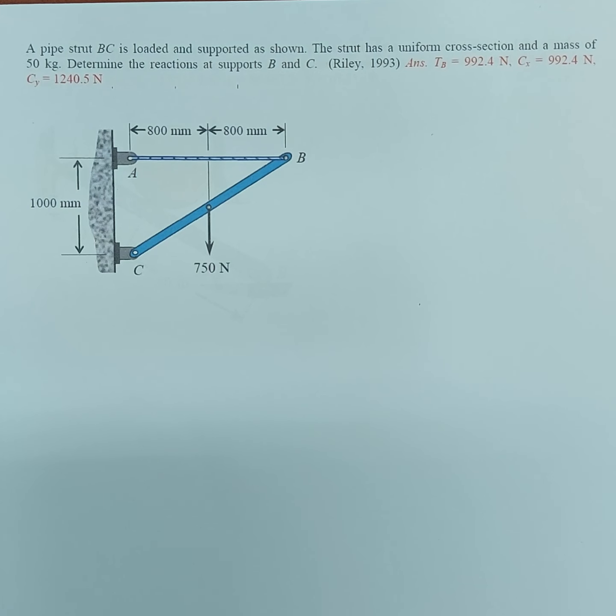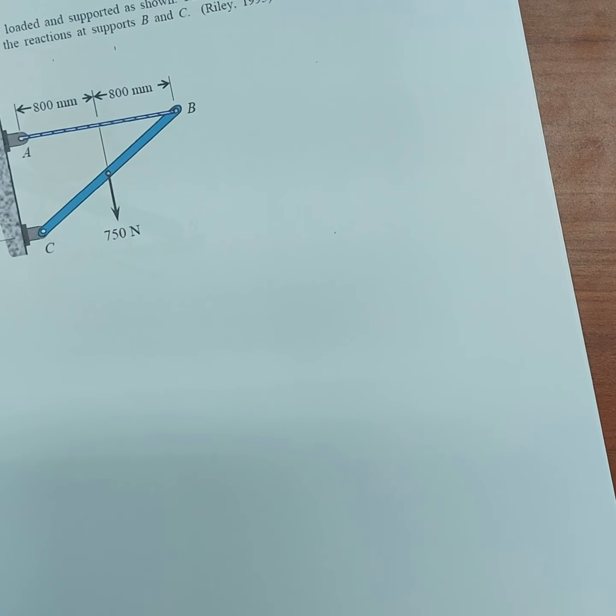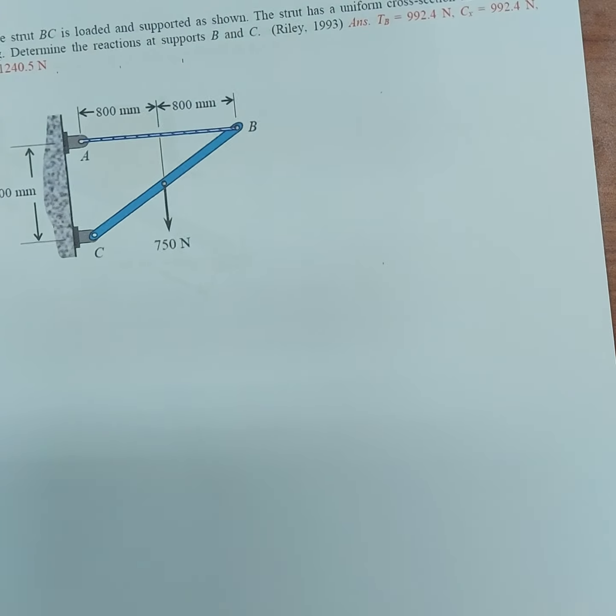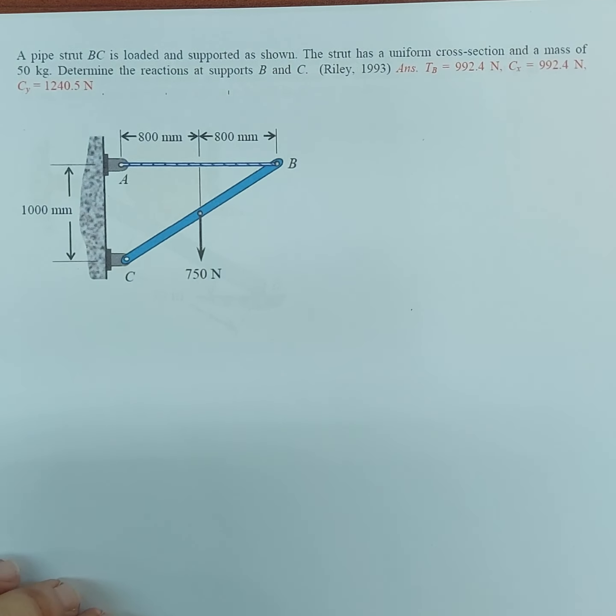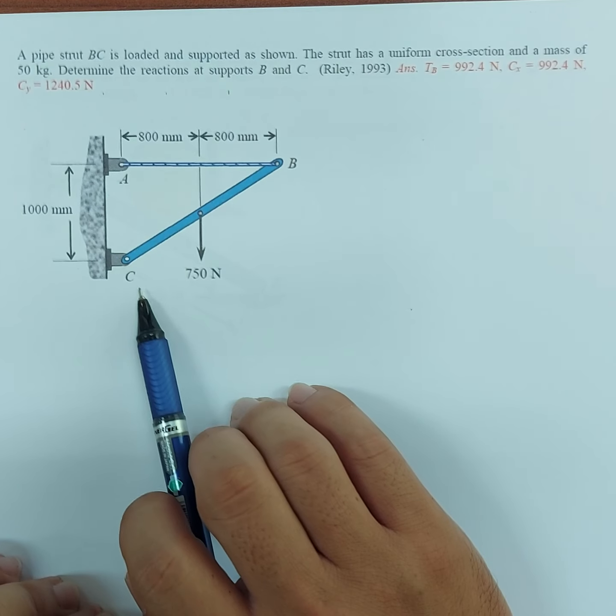Okay, so next, a pipe strut BC is loaded and supported as shown. The strut has a uniform cross-section and a mass of 50 kilograms. Determine the reactions at supports B and C. Okay. So, given yung answers natin dito. Okay. So, solve natin yung reactions sa may C and B.